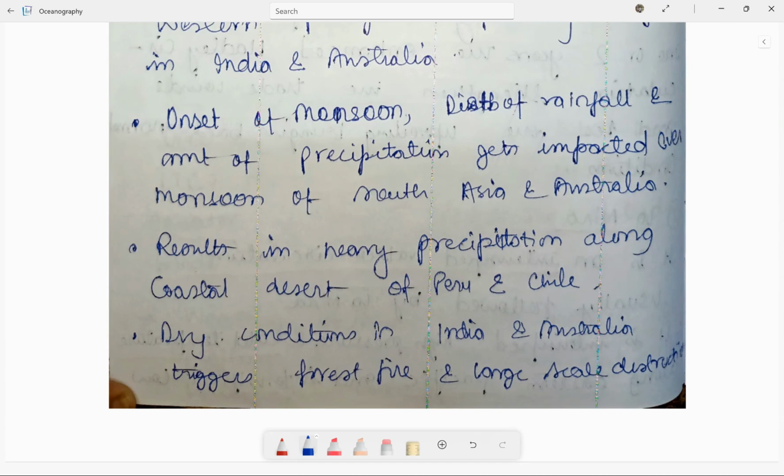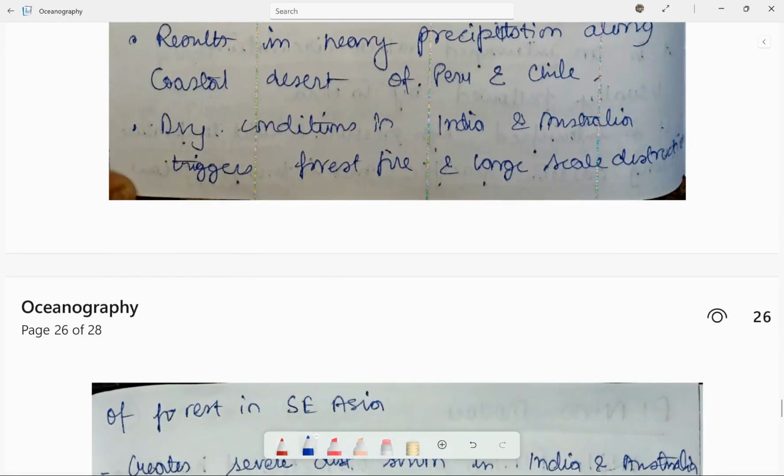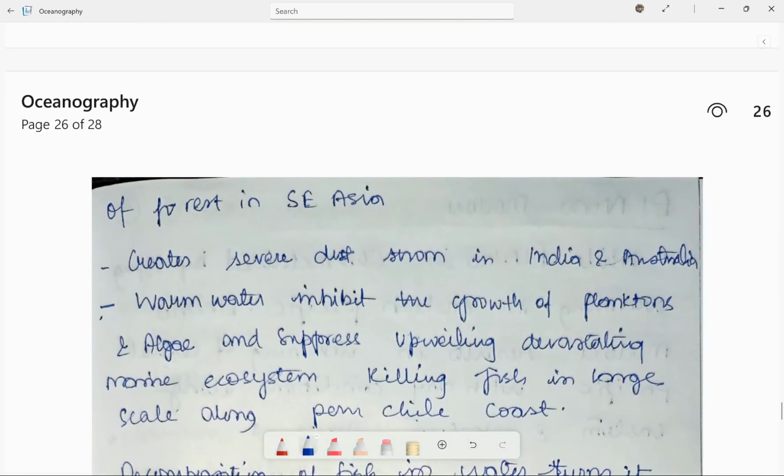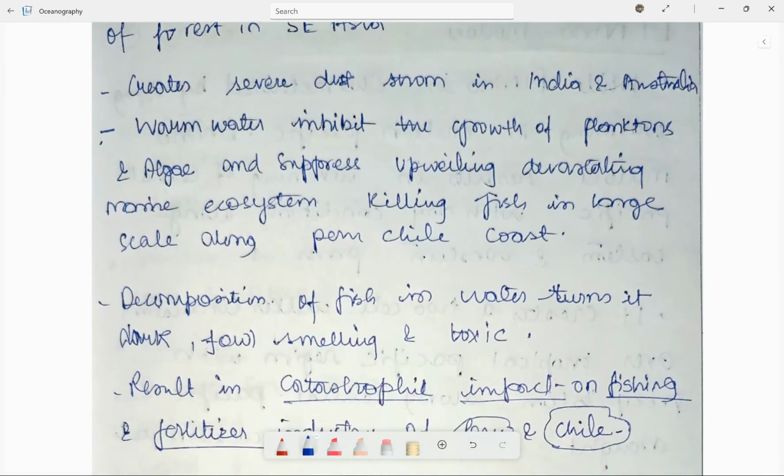It results in heavy precipitation along the coastal desert of Peru and Chile, dry conditions in India and Australia, which triggers forest fire, creates severe dust storms India and Australia में. Warm water inhibit करता है the growth of planktons and algae and suppress करता है upwelling, devastating marine ecosystem को, which kill the fishes in large scale along the Peru and Chile coast.